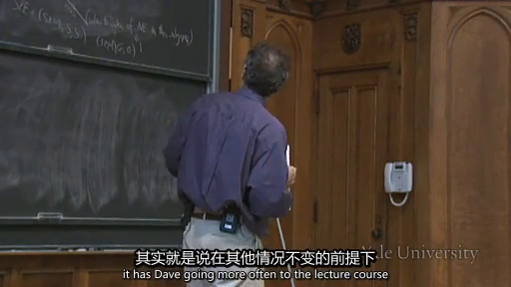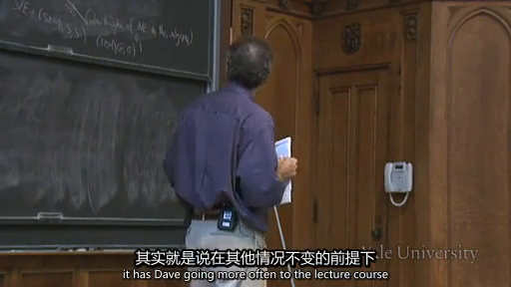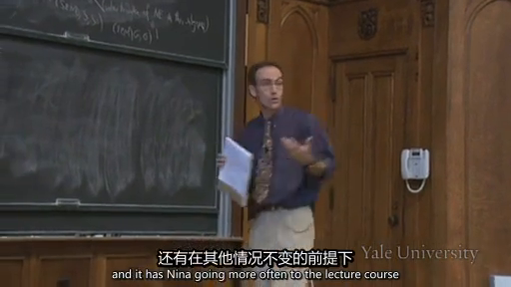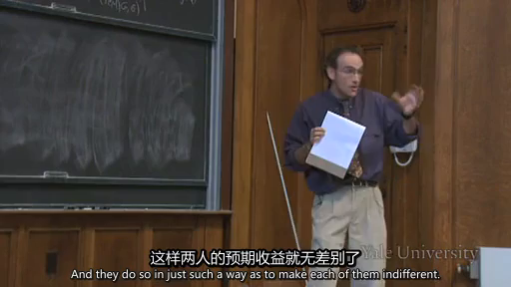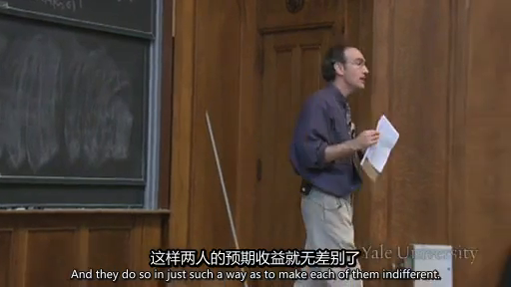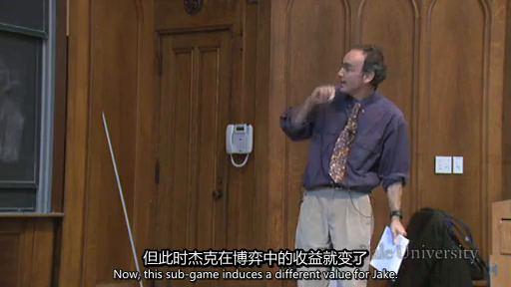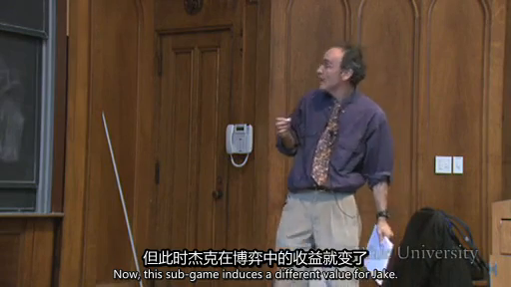It has Dave going more often to the lecture course that he would prefer, all other things being equal, and it has Nina going more often to the lecture course that she would prefer, all other things being equal, and they do so in just such a way as to make each of them indifferent. All right, now this subgame induces a different value for Jake.